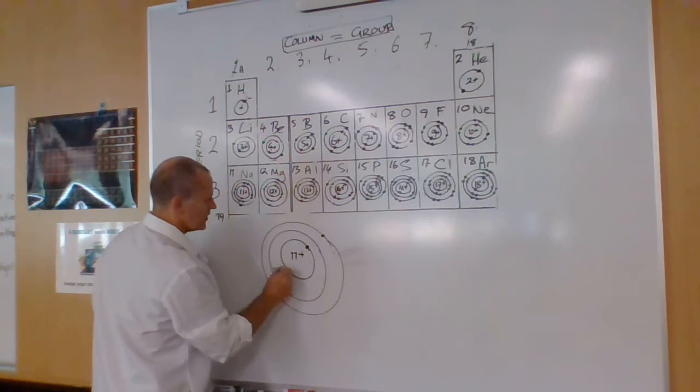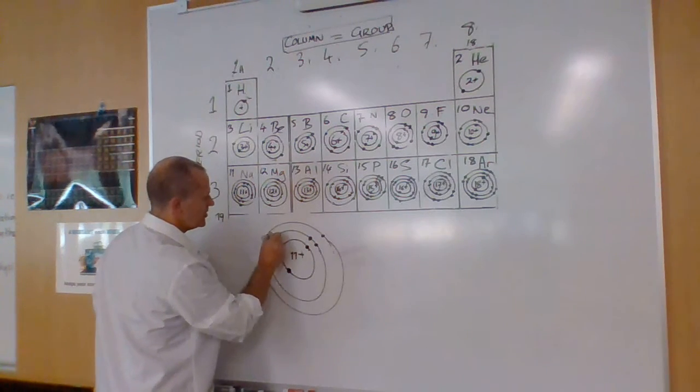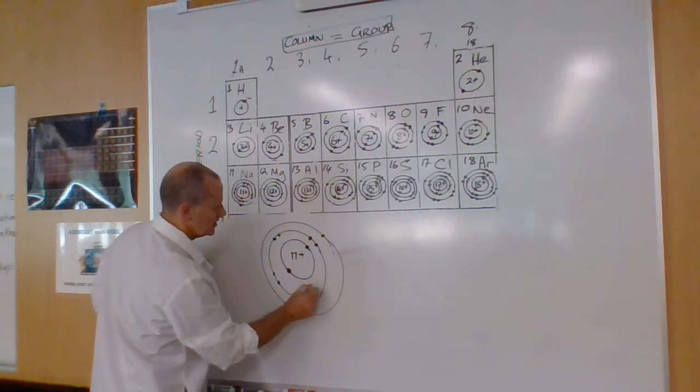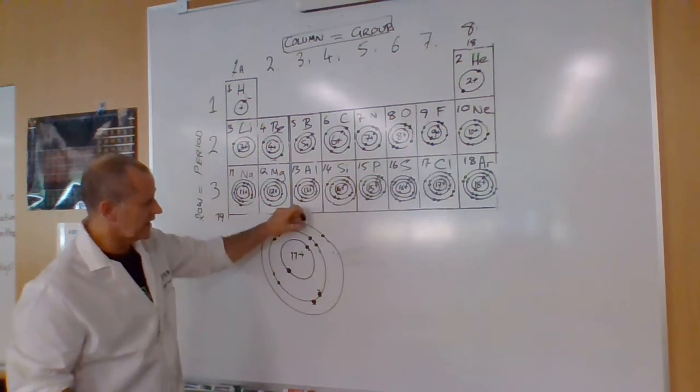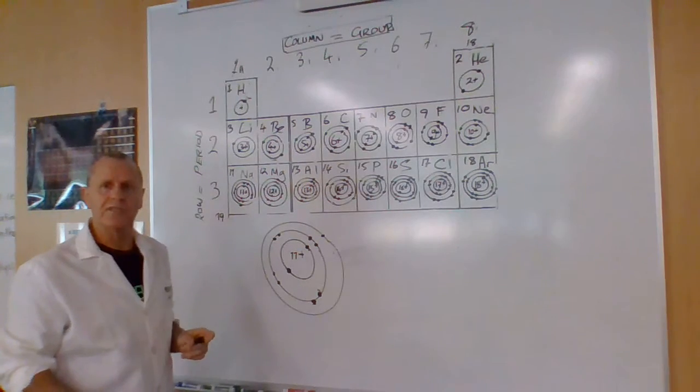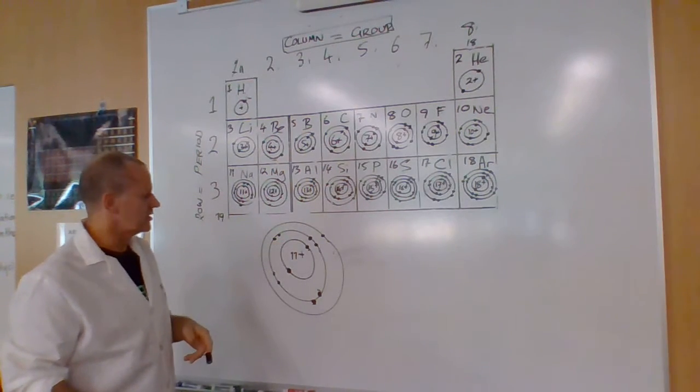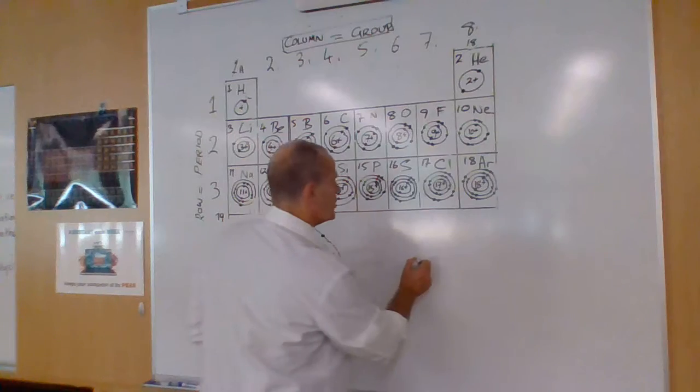And I'll just quickly draw the others. But as you can work out, I'm sure, the really important electron in this is that outer one, the valence electron. And now let's do chlorine.